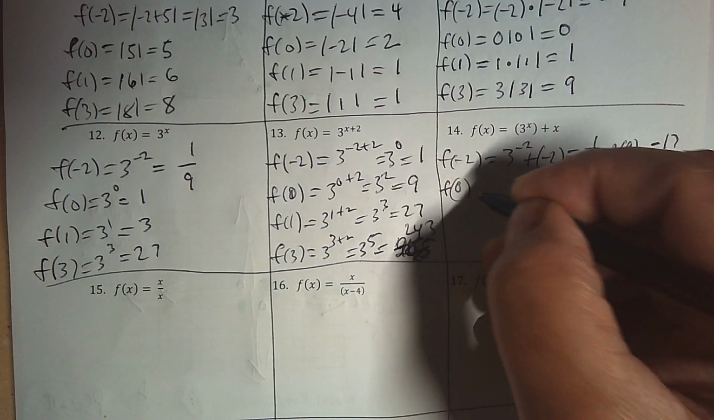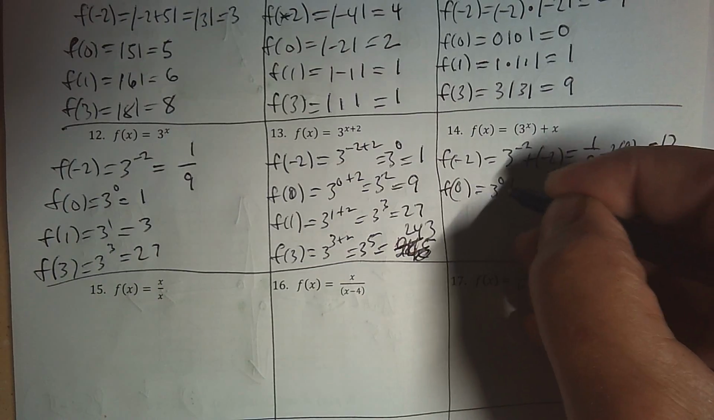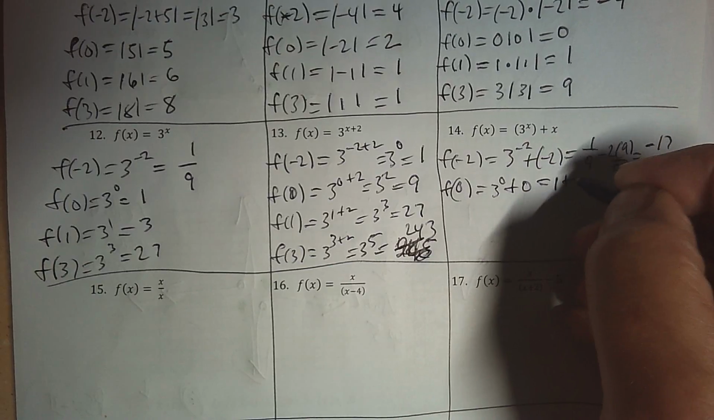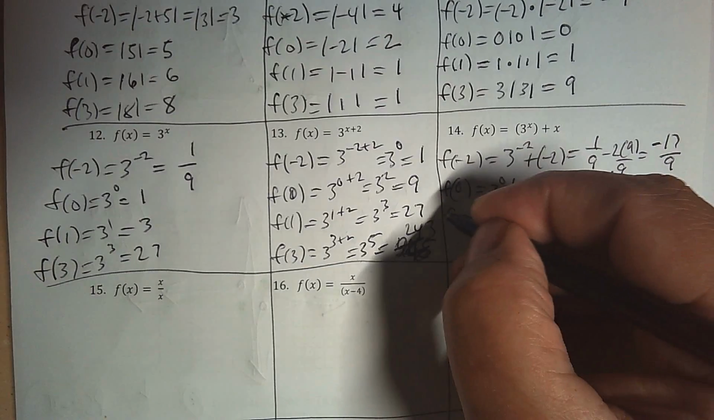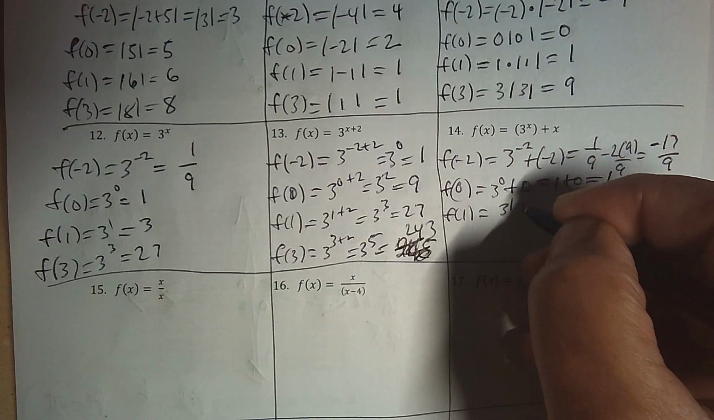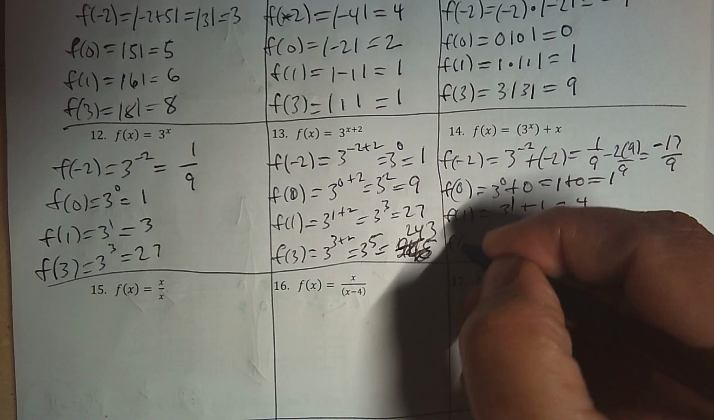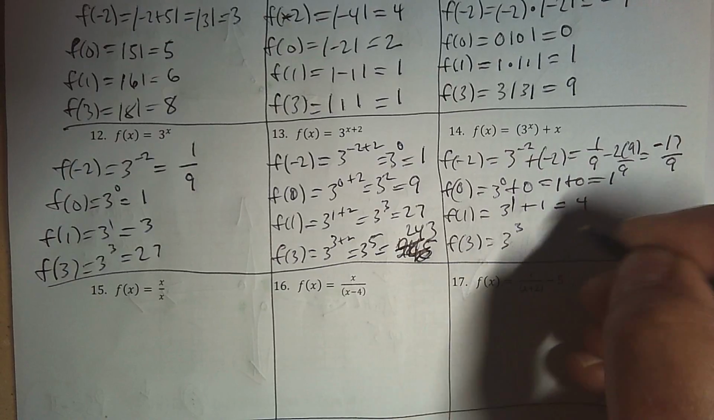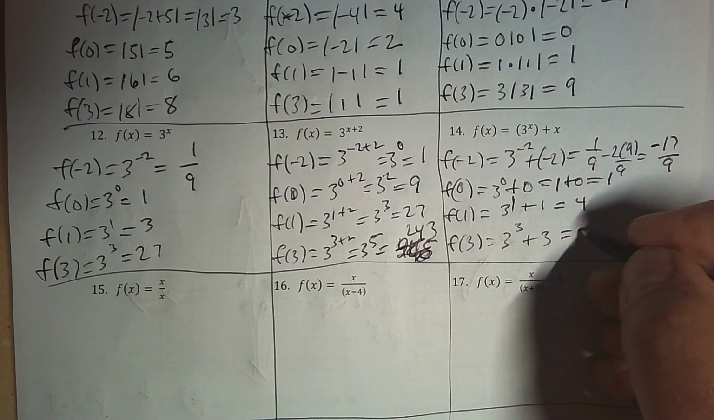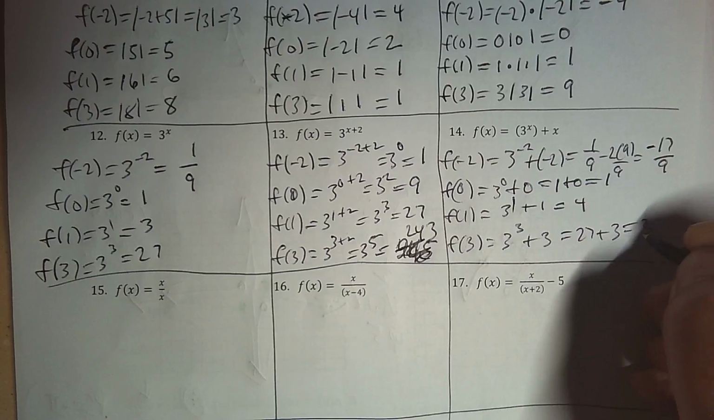0: 3 to the 0 plus 0. Well, that's 1 plus 0, which is 1. 1: 3 to the 1 plus 1. That's 4. 3: 3 to the 3 plus 3. That's 27 plus 3, which is 30.